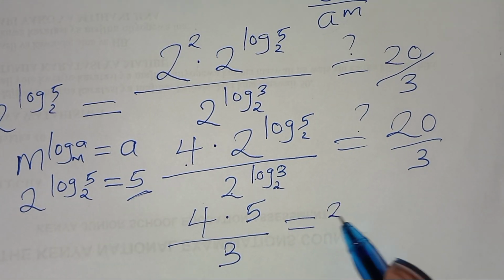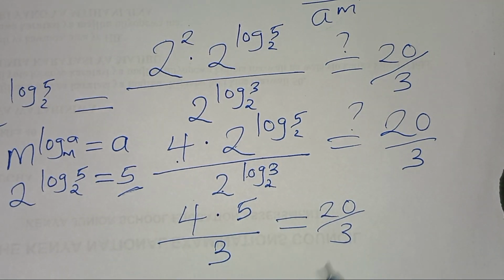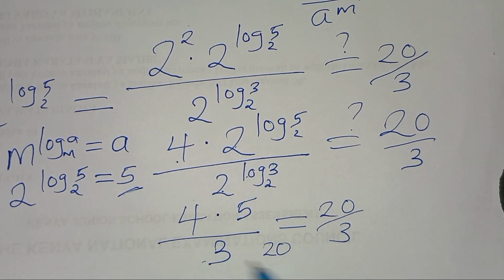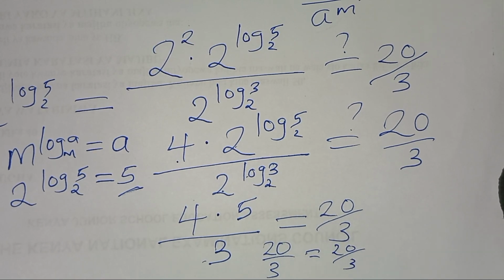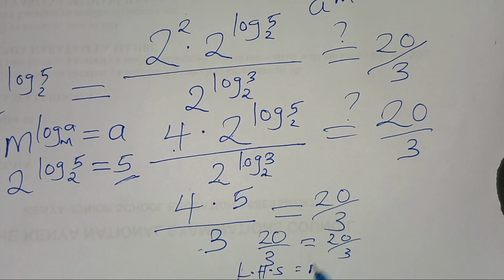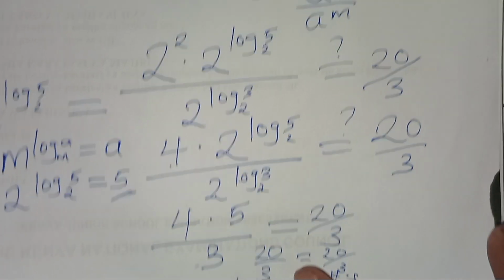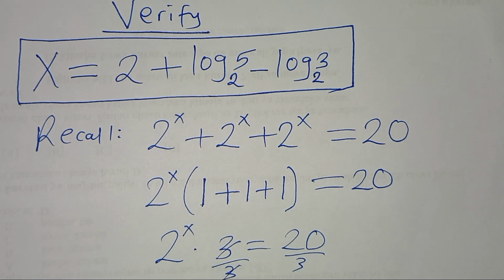And this is equal to 20 divided by 3. So 4 times 5 is 20, divided by this 3. And this is equal to 20 over 3. So that implies that the left-hand side is equal to the right-hand side. And that implies that the value of x, which is basically 2 plus log 5 to base 2, subtract log 3 to base 2, actually satisfies the equation.